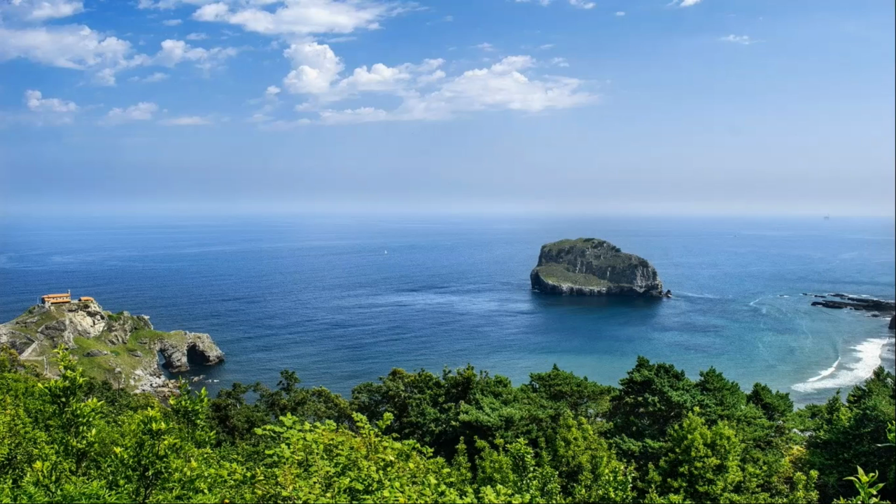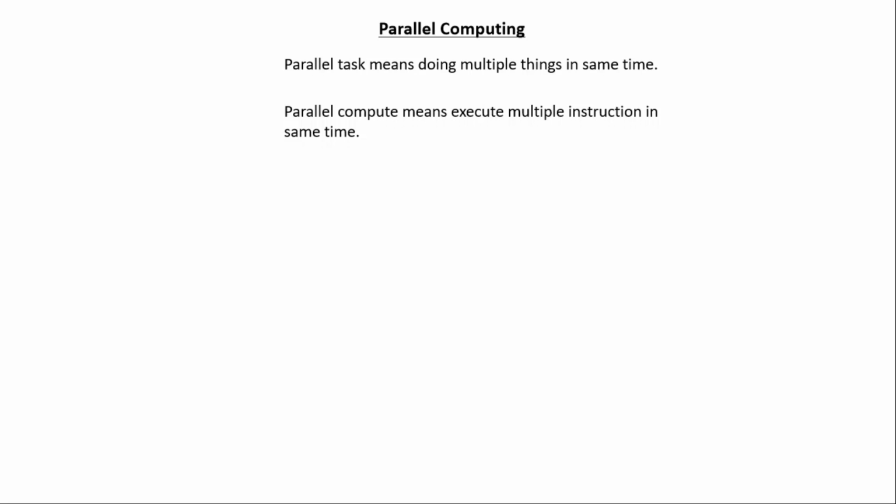Hello guys, we will see how we can do parallel computing in R. So let's get started. First, we understand what is the meaning of a simple parallel task. A parallel task means doing multiple things at the same time. In computer science, parallel computing means executing multiple instructions at the same time.